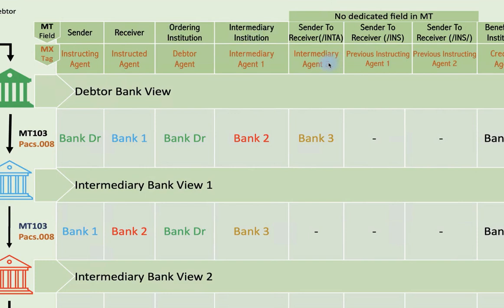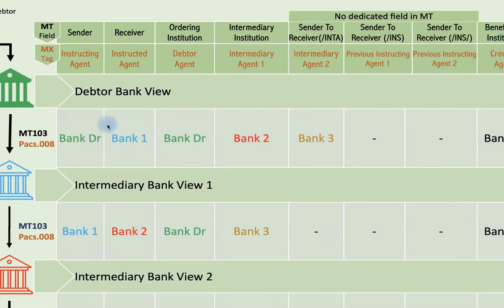But for the other intermediary agent, like agent 2, there is no dedicated field. So here we use the sender to receiver information with the keyword INTA. Then we have the previous instructing agent, for which we use the INS keyword, as the two options. So these three are not dedicated fields. That's why it has been shown here. While the beneficiary institution and creditor agent are again one-to-one field mappings from MT to MX.